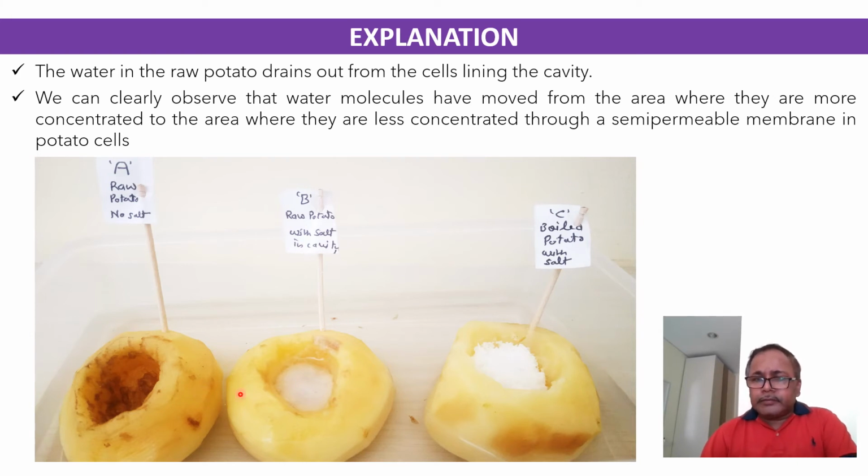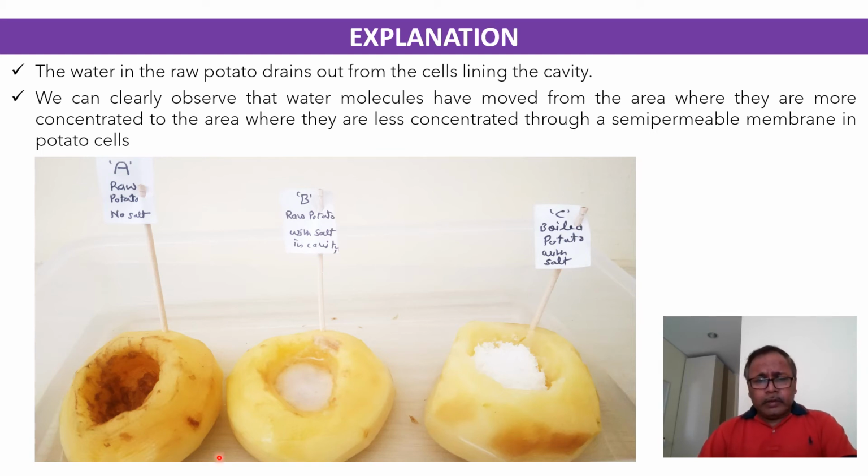So we can clearly see here that water molecules are moving from the area of their higher concentration to the area where the water molecules are less, through the semi-permeable membrane in potato cells. Like you can see in raw potato A, where no salt is added, little water is found in the cavity at the bottom.